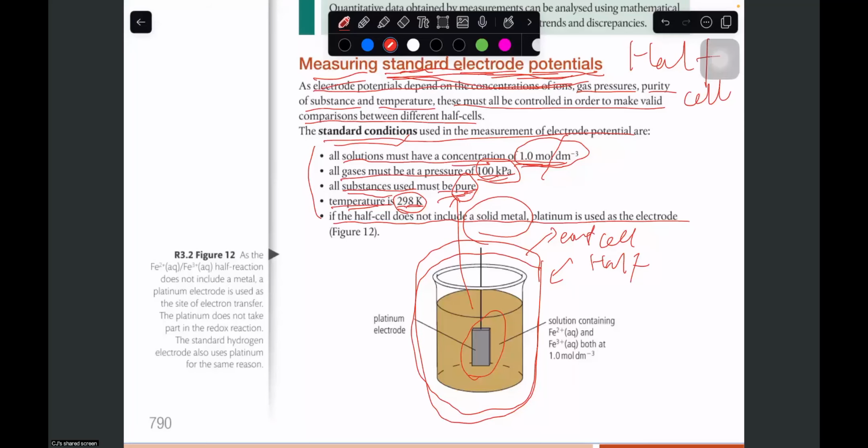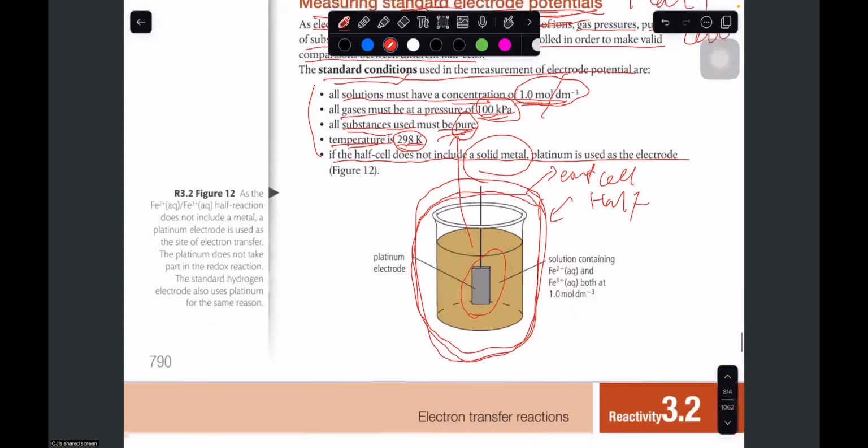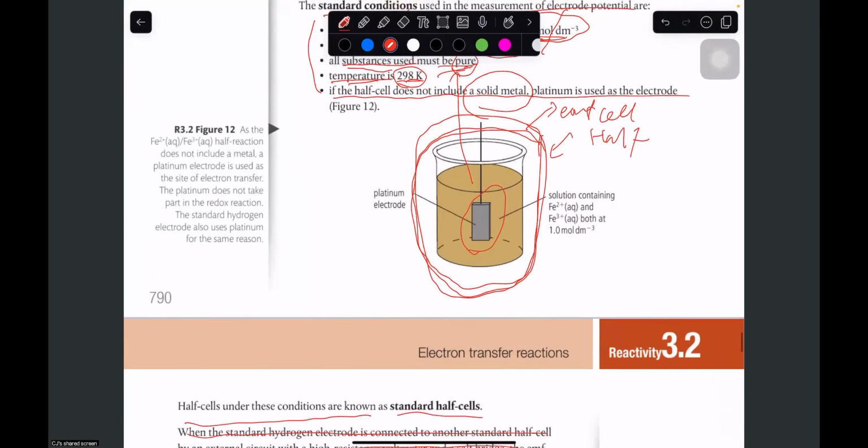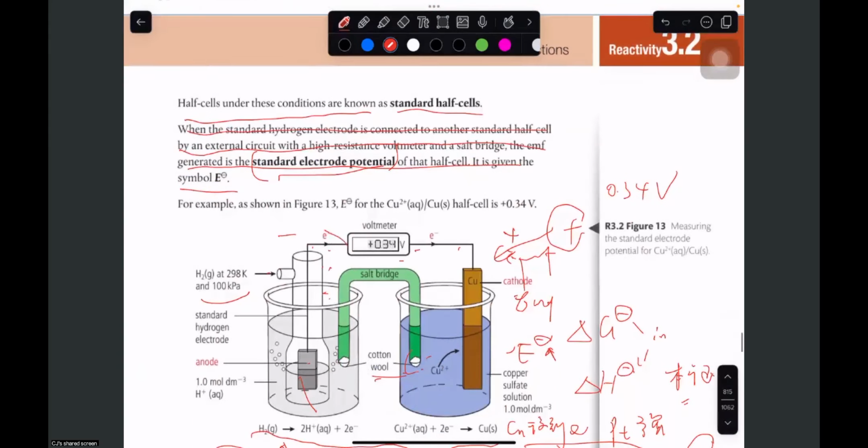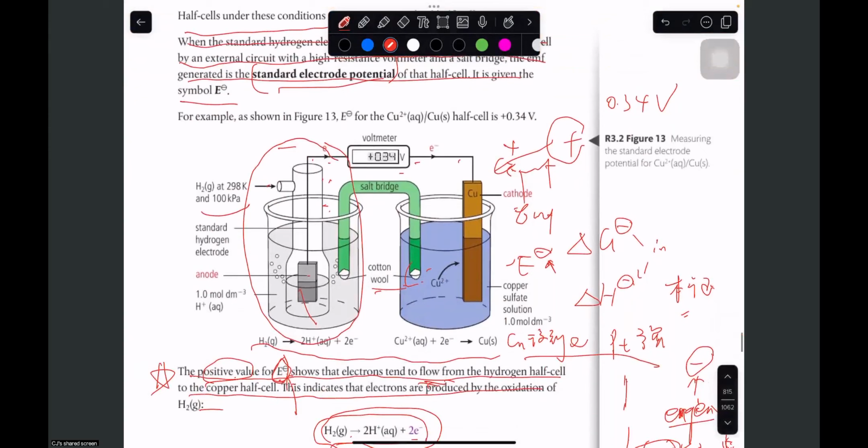In this part, we will talk about how to measure the EMF of this one. The method to test it is to connect it with the SHE, and we use a voltmeter to test the potential difference. And this record is actually the potential of this part.